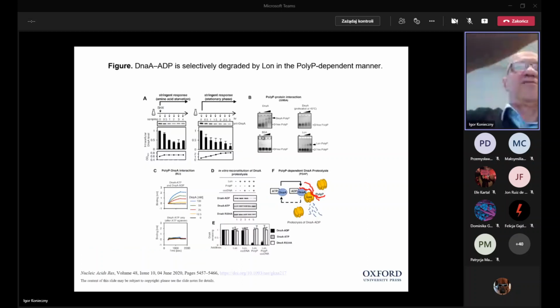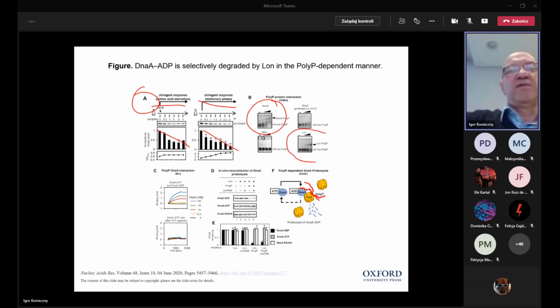I will show you a few experiments. So this is just the degradation of DnaA after applying the stringent response. This is just amino acid starvation, stationary phase. You see the depletion of DnaA protein, and also the experiment showing interaction of DnaA protein with polyphosphates and interaction of Lon with polyphosphates. So you see that these 2 proteins form these complexes, and this is important for the degradation of DnaA.